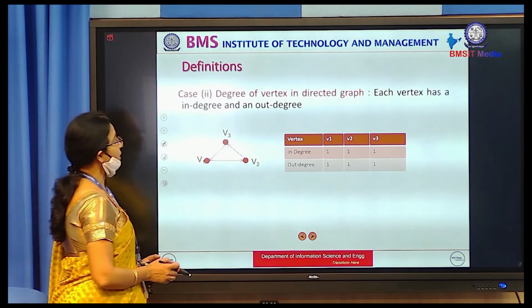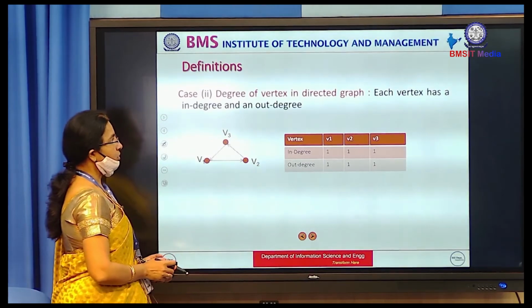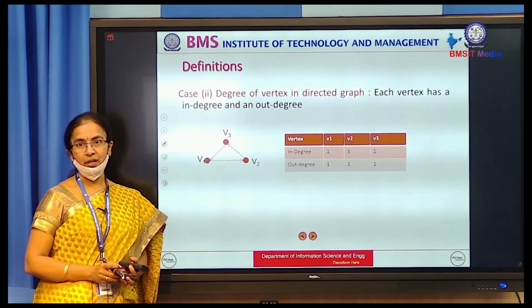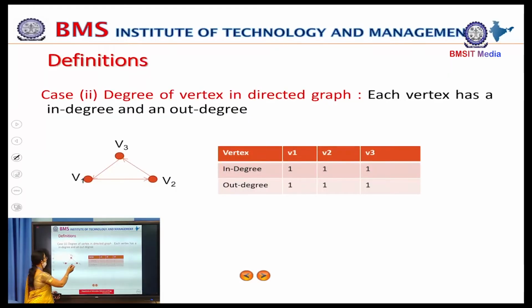So the degree of a vertex in a directed graph: each vertex has an in degree and an out degree. Here I have considered a graph with 3 vertices. V1 has an in degree, meaning the edges incident towards this vertex, that is 1, and the edges that are moving out is 1.